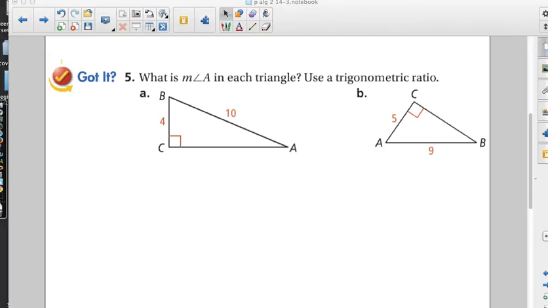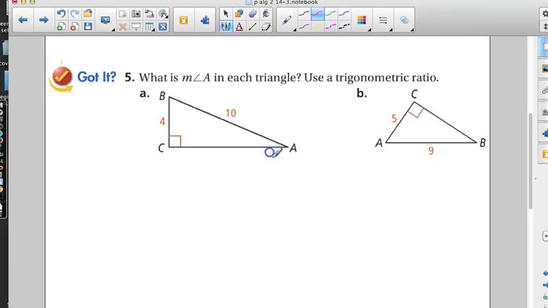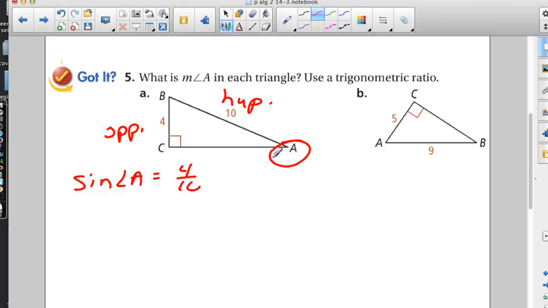This one, they still wanted us to find the measure of angle A. So you look at A, and you say this is opposite, and this is hypotenuse. So that's sine. So the sine of angle A is 4/10, and then we take the inverse sine, and if you wanted to reduce it, you could. It doesn't make any difference.